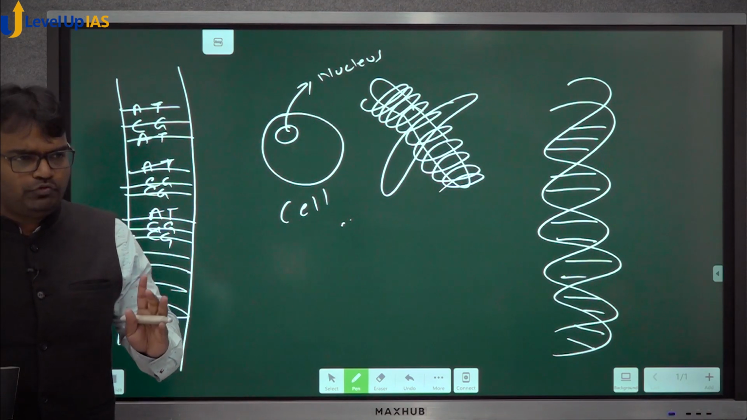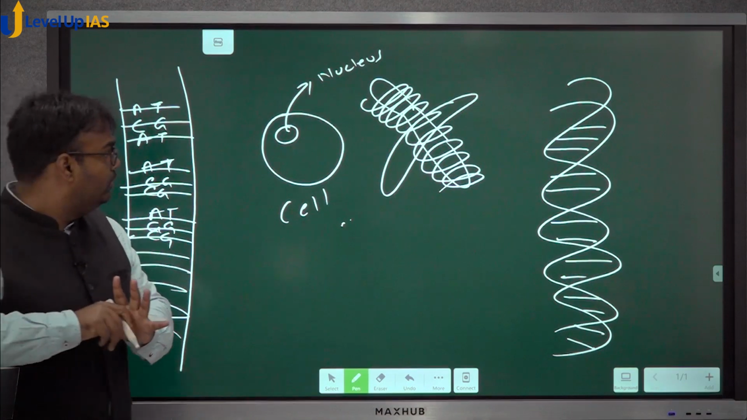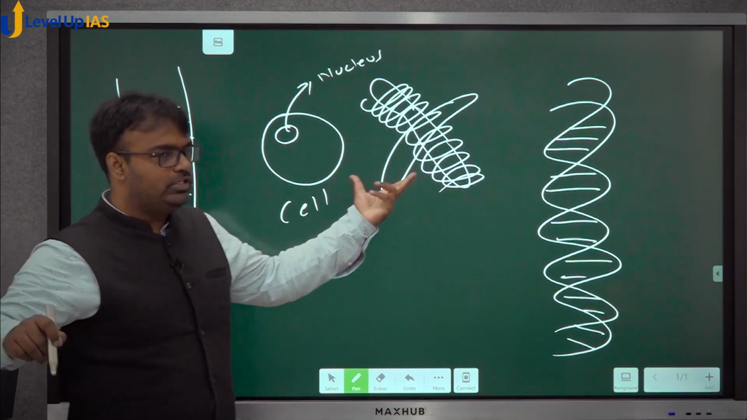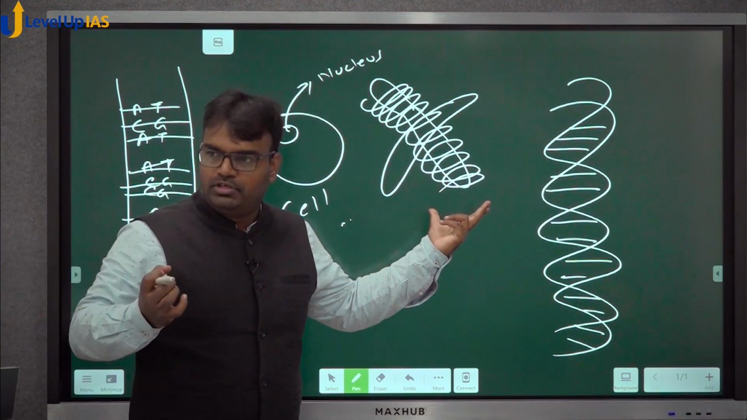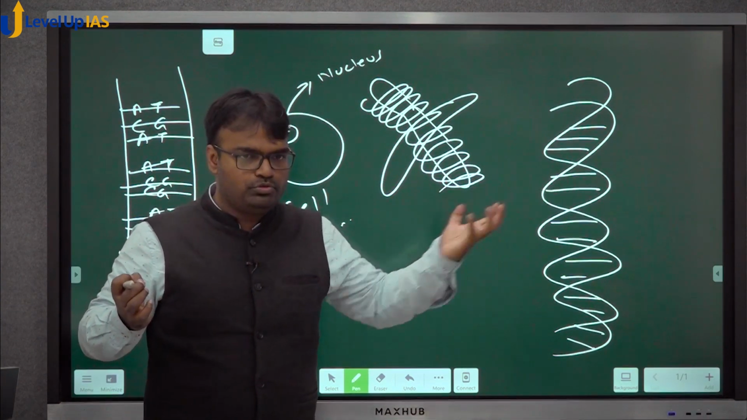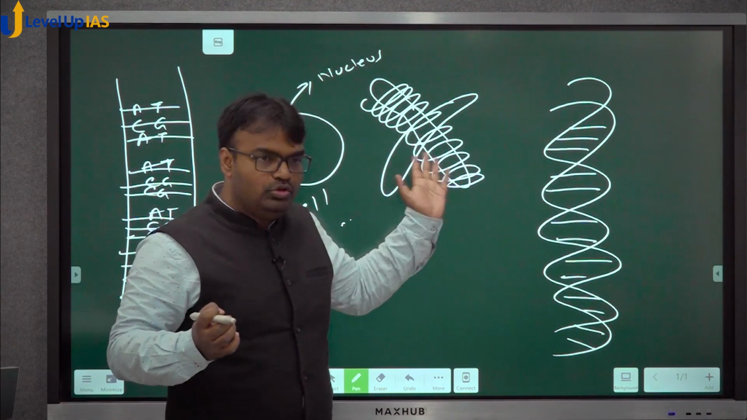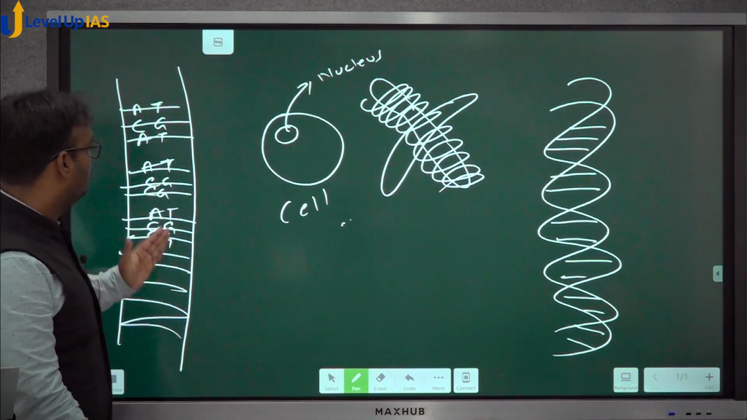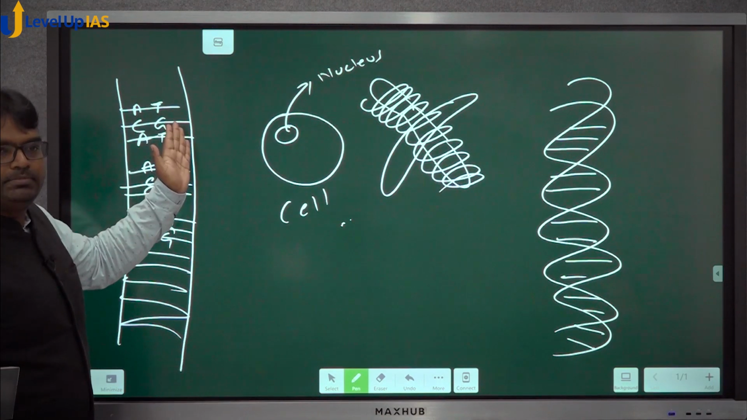Did you understand everything so far? Cell, nucleus. Inside the nucleus are chromosomes. Some chromosomes come from our mother, some chromosomes come from our father. On those chromosomes, we have this DNA. These DNAs are made up of nitrogen base pairs.